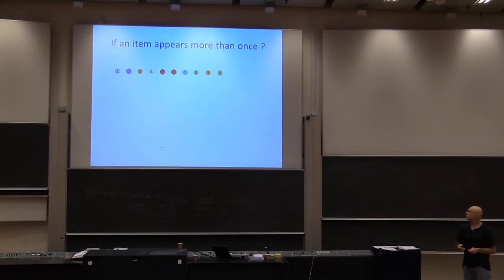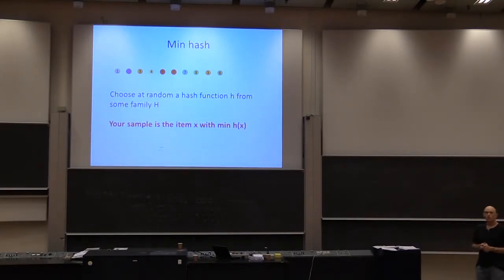One thing you can do is choose a hash function, say a truly random hash function, and for each item just apply the hash function, get the hash value. And as you go, I show you the items, and you always maintain the one that has the smallest hash value. If it's a truly random hash function, then it's easy to see that you would have a uniformly random item from the distinct items that you've seen so far.